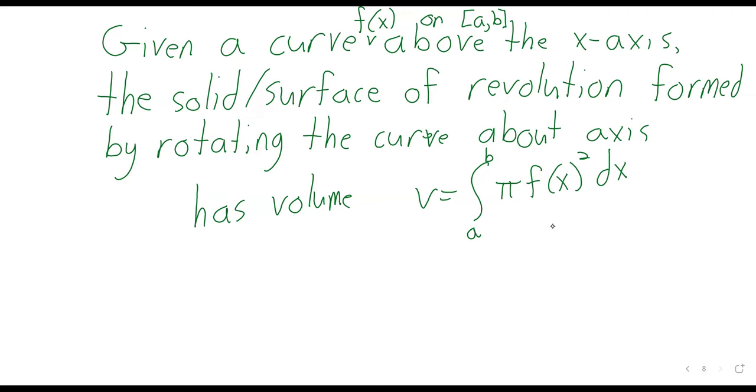And because constants can be pulled out of integrals, what you often see is that pi sitting outside the integral, and the f of x squared, of course, cannot be pulled out, so it's sitting there inside the integral. And this f of x is our radius. Let's go back to this.